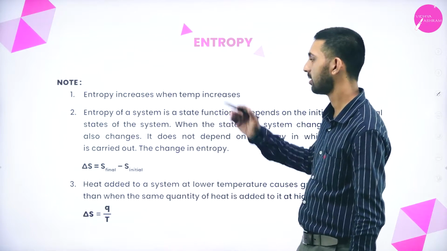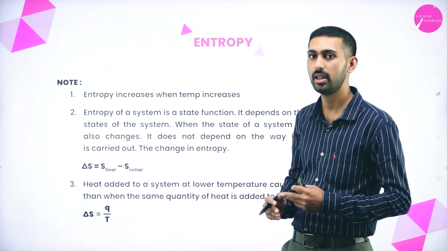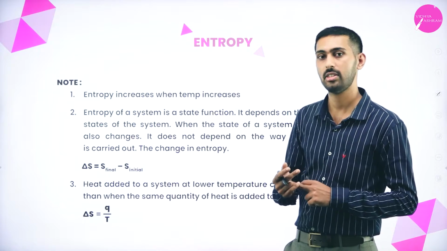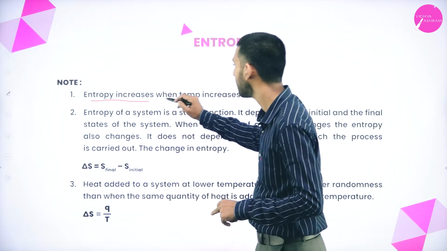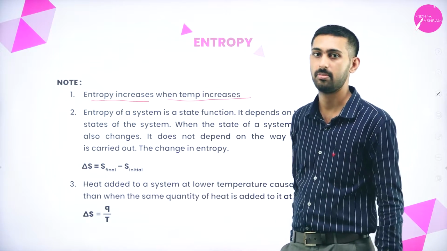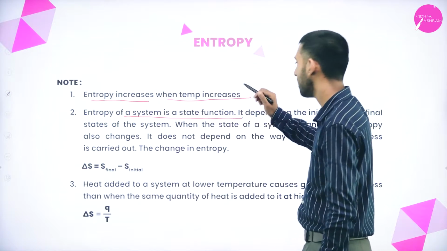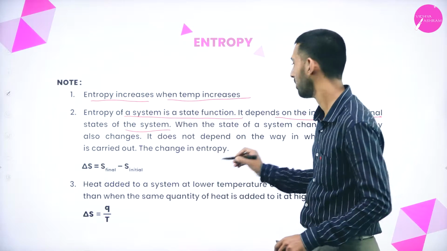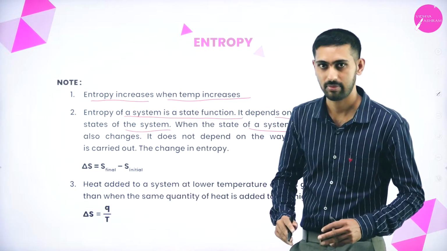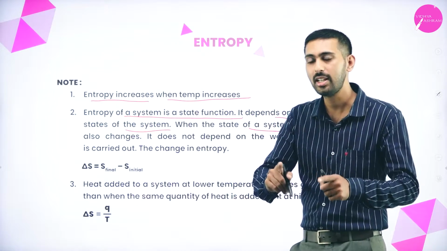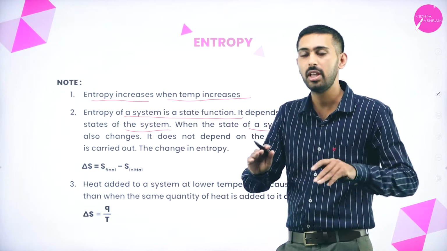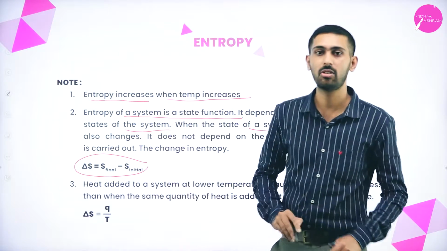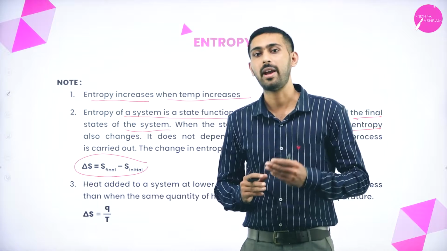Okay. Next thing is, let us see how entropy changes during a spontaneous process and what happens when the temperature increases or decreases. Here entropy always increases when temperature increases. Okay. Next, entropy of the system is a state function. It depends upon the initial state and the final state, but it does not depend upon how the process has taken place. So change in entropy is given by delta S equals entropy at the final stage minus entropy at the initial stage.